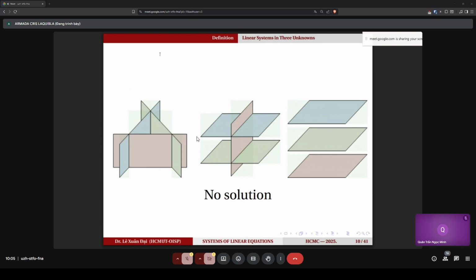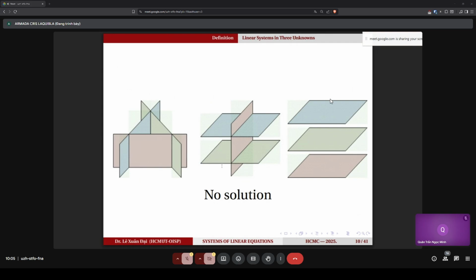Next, if you have something like this case, like here, only two of the planes intersect here, and also here, and there's also this line here. So there is no common intersection between the three. Here also, two planes intersect with this one, and there is no common intersection between the three, therefore no solution also.